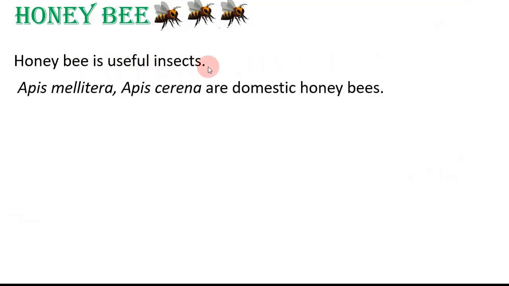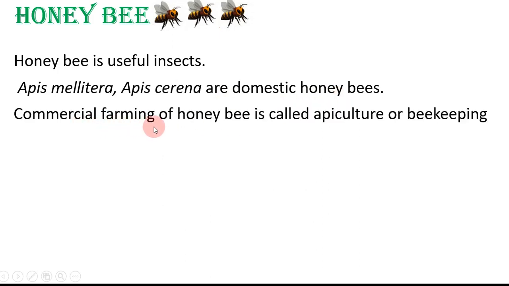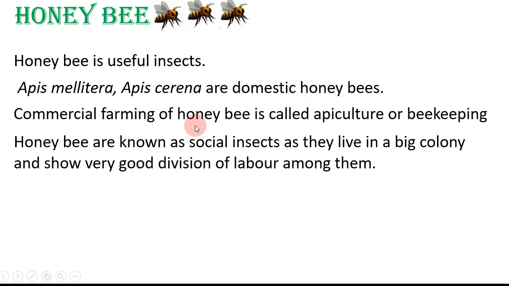Honeybee is a useful insect, and Apis mellifera and Apis cerana are domestic honeybees. Commercial farming of honeybee is called apiculture or beekeeping. Honeybees are known as social insects as they live in a big colony, and so there is very good division of labor among them. According to the division of labor, there are three types of honeybees: queen bee, drone bee, and worker.